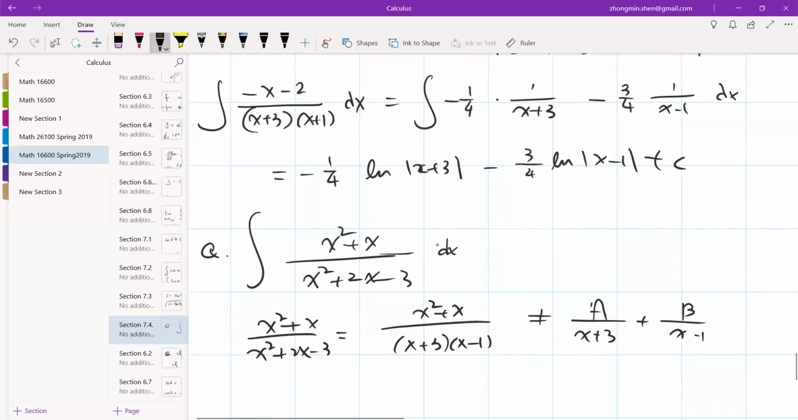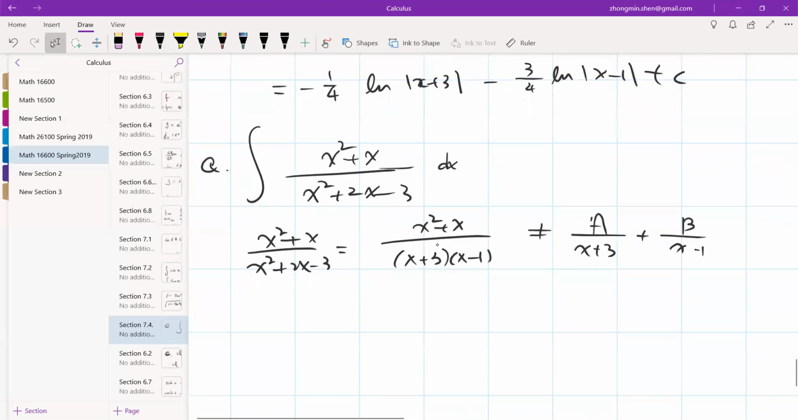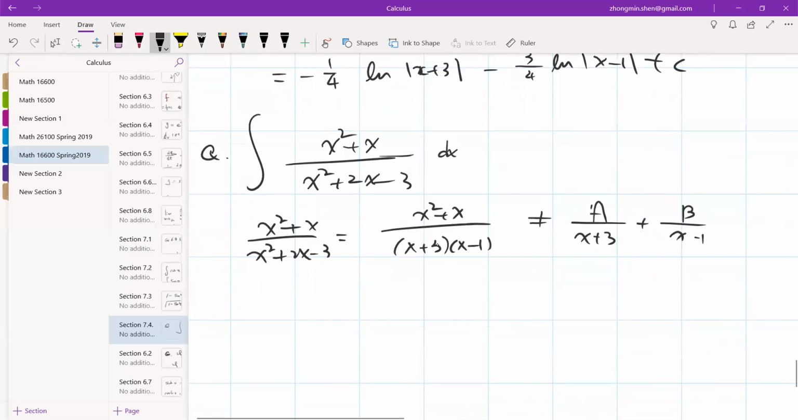No way. Why? The reason is that the degree of the numerator this time is high. It's the same as the degree of the denominator. So you are not able to do that. The first thing you have to do is use long division to simplify.